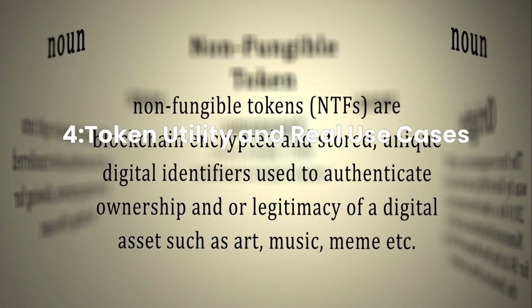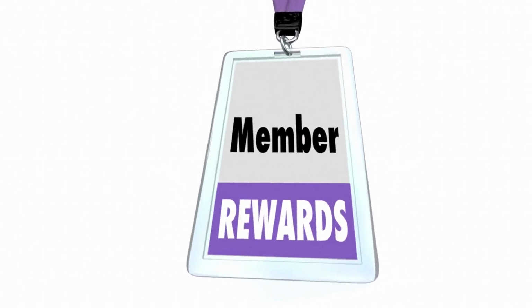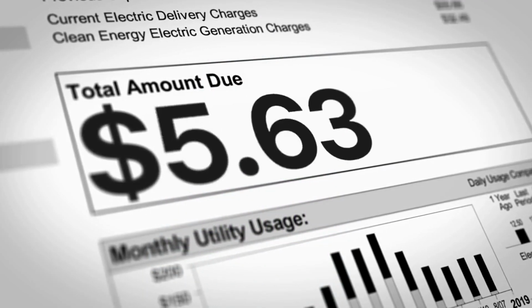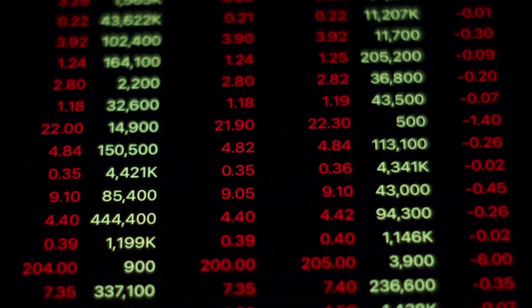4. Token utility and real use cases. Token utility refers to what you can actually do with a token. Does it grant access, pay for services, or stake for rewards? A utility token with real-world demand has stronger long-term price support. Tokens used only for speculation are more prone to pump and dump cycles.